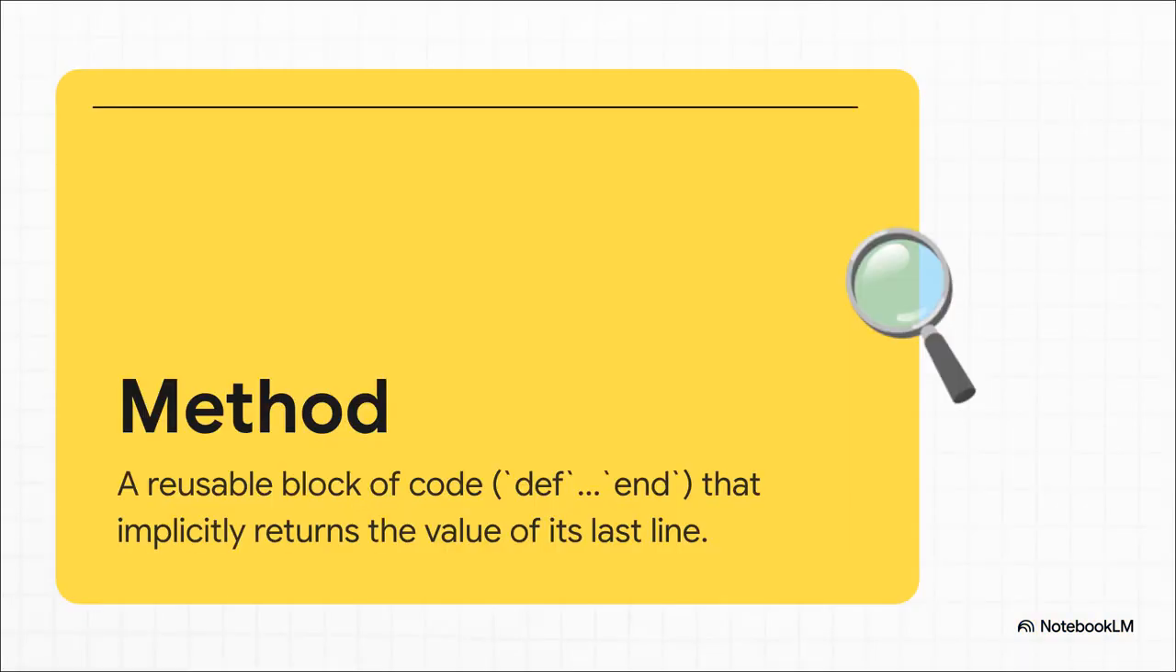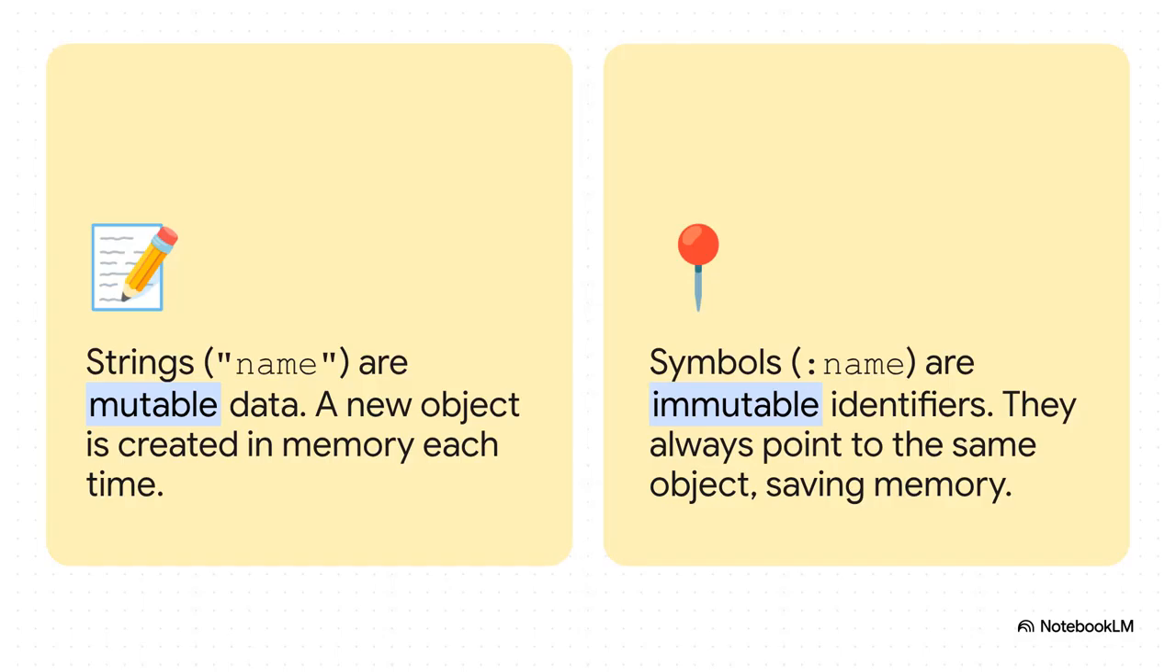So, methods in Ruby are just reusable blocks of code defined with def and end, but they have this really elegant feature called implicit return. What that means is you almost never have to actually write the word return. The method just automatically sends back the value of the very last line it runs, which helps keep your code super clean and concise.